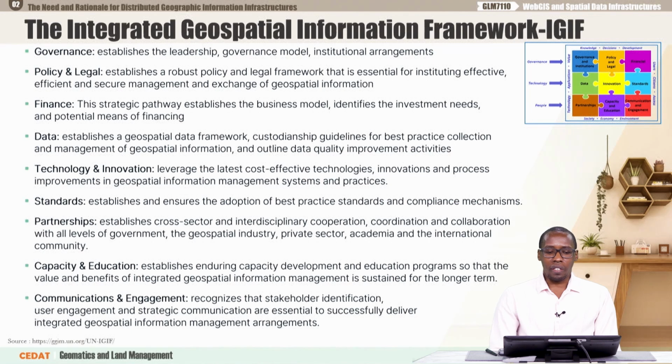More information about the Integrated Geospatial Information Framework can be found on the UN IGIF framework website, on the UNGIM website.